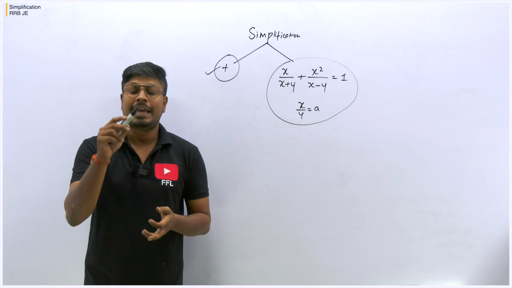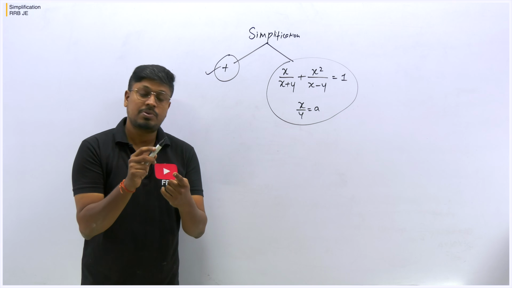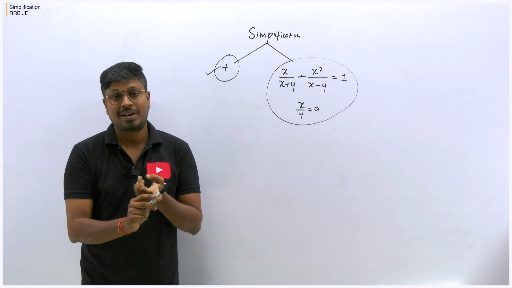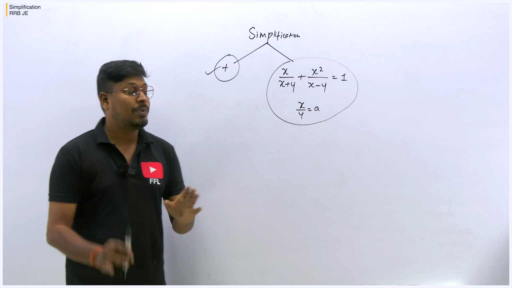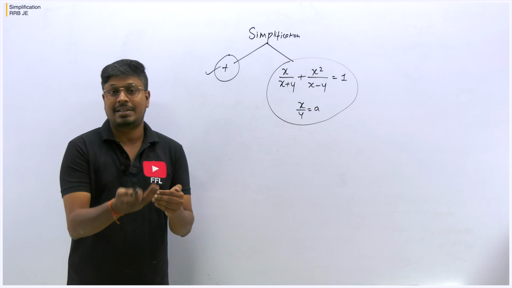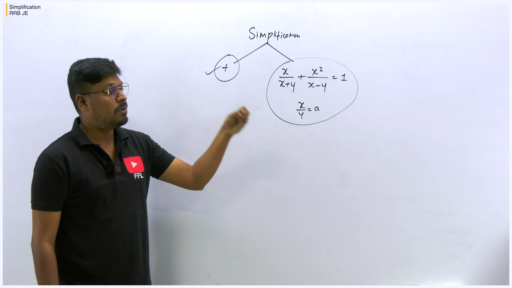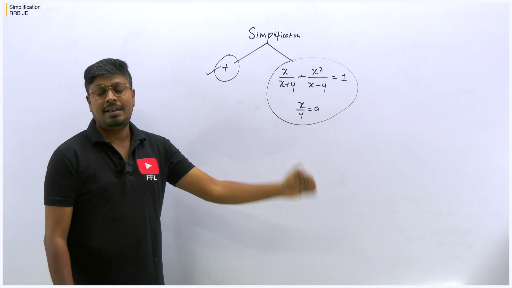Surds and indices, like a power m, a power n. I've solved 20 questions on it. I've told you how to solve square root and cube root shortcuts. So many videos I have posted only on the topic simplification, so watch all the videos if you have time. And now we will be solving some of the RRB level, JEE level questions.